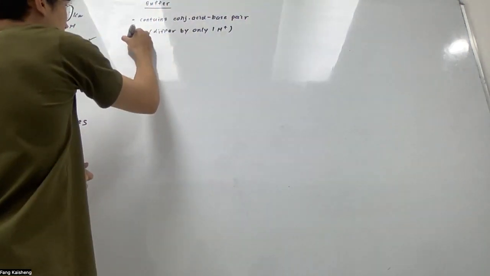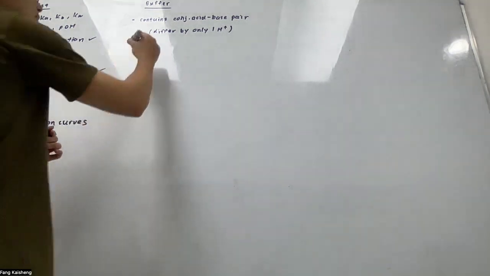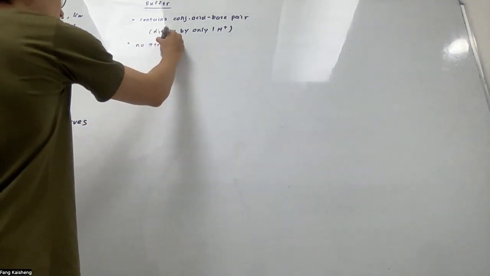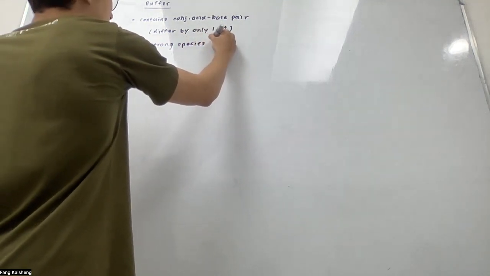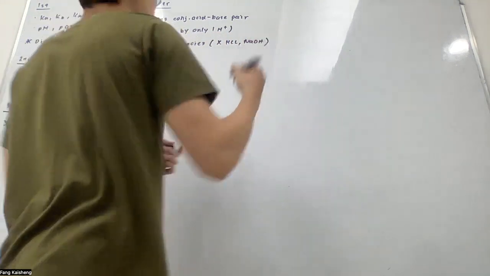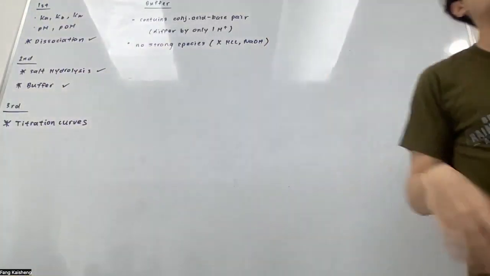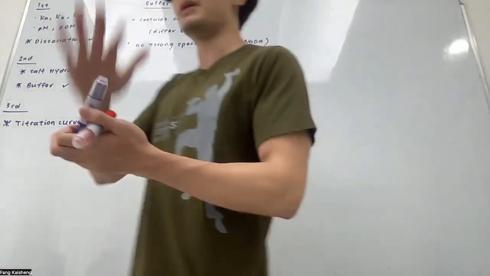But can a buffer contain any strong species? No. It must only contain weak species, so no strong species allowed. So you cannot tell me that you have HCl. You cannot tell me you have NaOH. None of those strong things that you learned in secondary school. Very easy to tell. If you see one strong item, you just say, oh, okay, no buffer created. That's what we did for the basics.